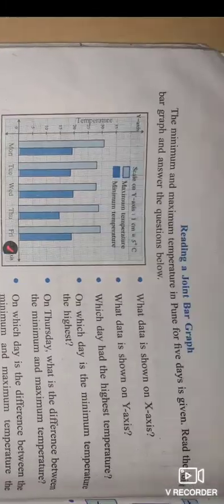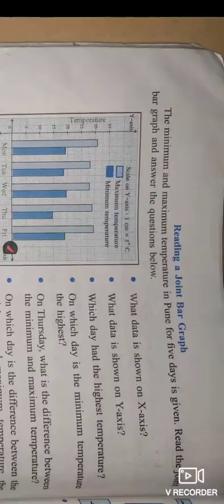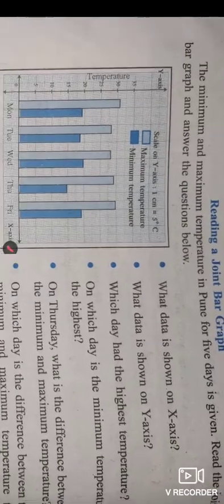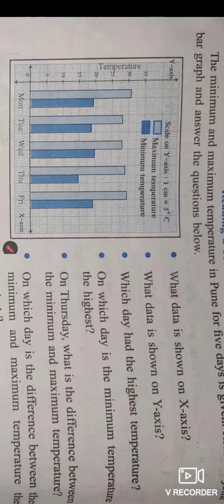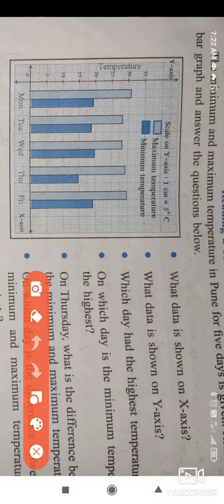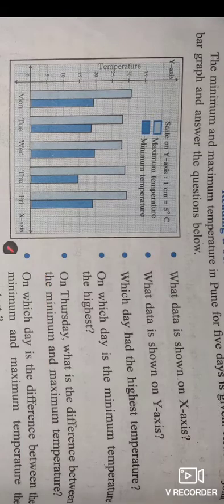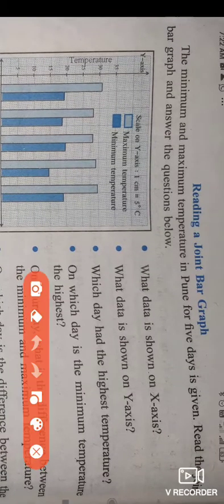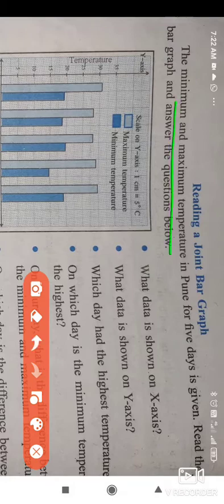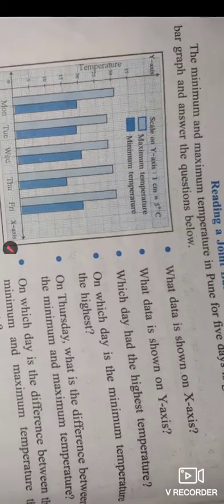Okay, so this is the graph. Now in our textbook, one more graph is given: reading of joint bar graph. First of all, we will understand the reading of a joint bar graph. Before that, we will read the question. The minimum and maximum temperature in Pune for 5 days is given. Read the bar graph and answer the questions below. So here is the bar graph.